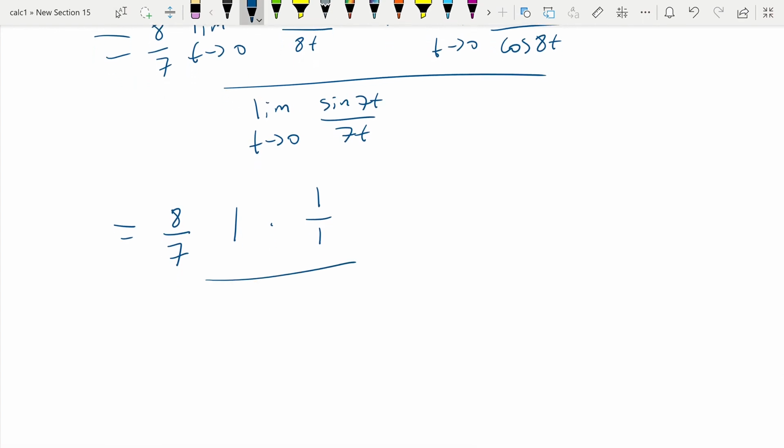And the denominator is also a known limit, so it's sine of 7t over 7t as t approaches 0. And we know that if what we have inside the sine is the same as what we have in the bottom, and in this case 7t approaches 0 when t approaches 0, and that's what we have inside the sine, then when we take the limit of that, it becomes 1. All in all, our limit is equal to 8/7. And that is one application.